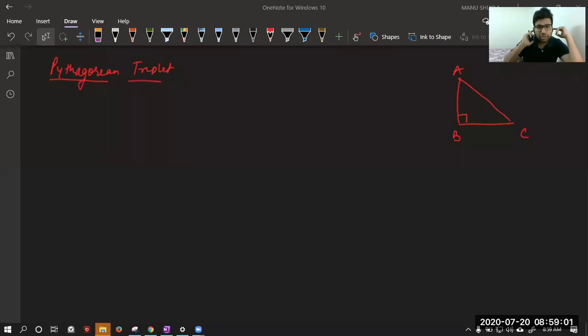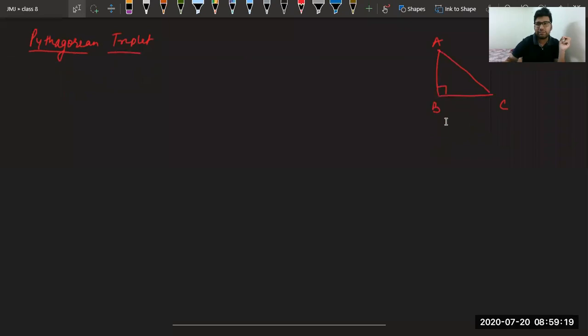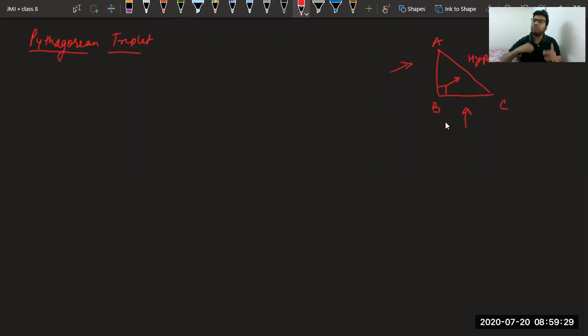Very good beta. Not big side. You should say the side opposite to. Who is saying AB? AB is wrong beta. The side opposite to angle B is the hypotenuse. We have done this in class 7th also. The side opposite to right angle is hypotenuse. And amongst these two sides, anyone can be base, anyone can be perpendicular, but normally we take the lower one as base and the upper one as perpendicular.